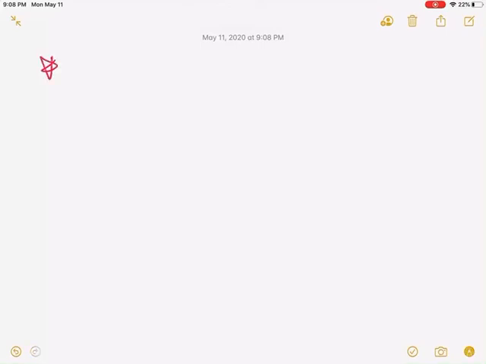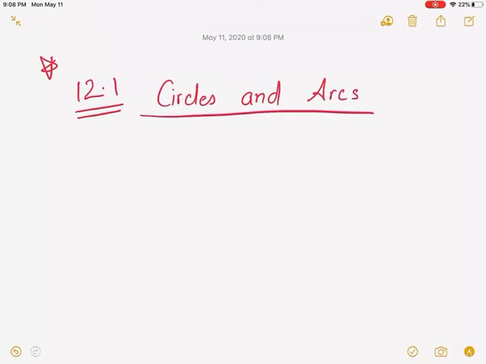Hello everyone. Today we're gonna start our last chapter of this textbook. So we're on chapter number 12. First section is about circles and arcs. Okay, so let's start off with circles. When I say circle, we have a lot of vocab terms we really need to understand. So today's lesson is more like vocab terms and trying to understand them.